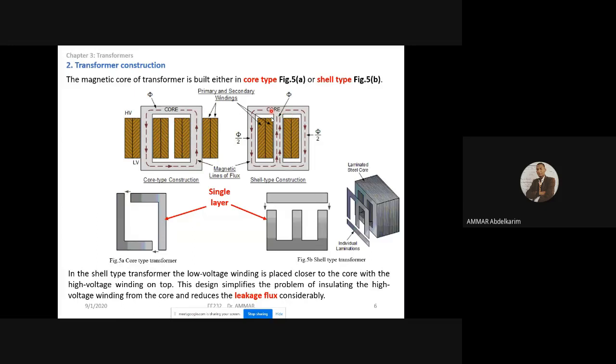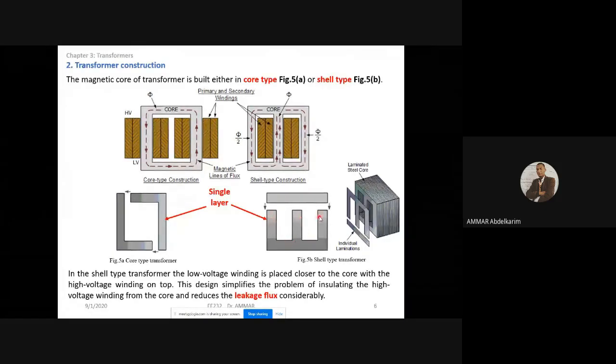Also, we have the shell type. This is the shell type, which is actually the most used. We can note here that the windings are above each other. The primary and the secondary are above each other. They are concentrated in the middle of the core. So this type can greatly reduce the leakage flux. So this shell type, which is actually the most used, is used in order to reduce the leakage flux. And those are the types of lamination in the shape of E.